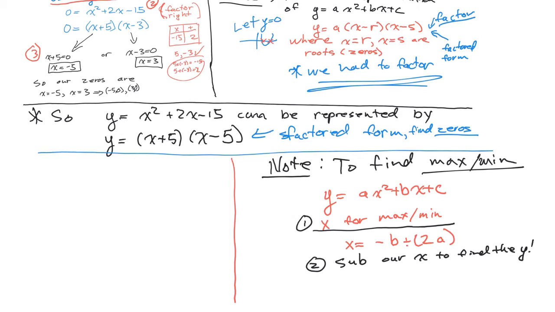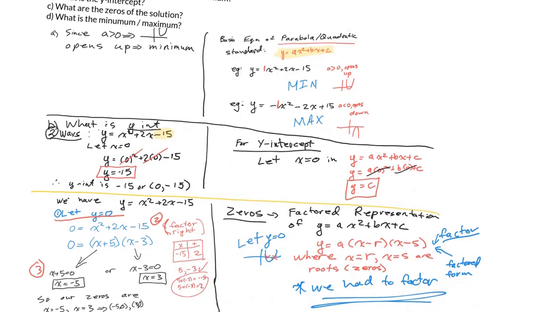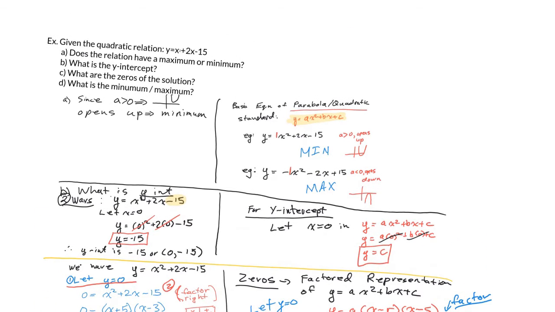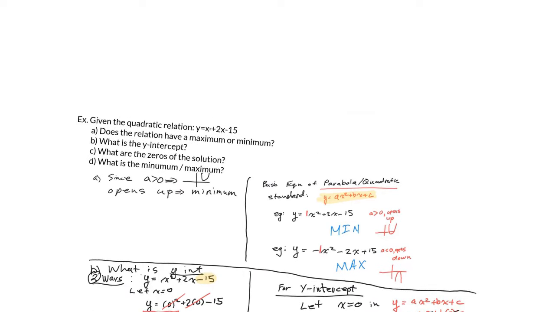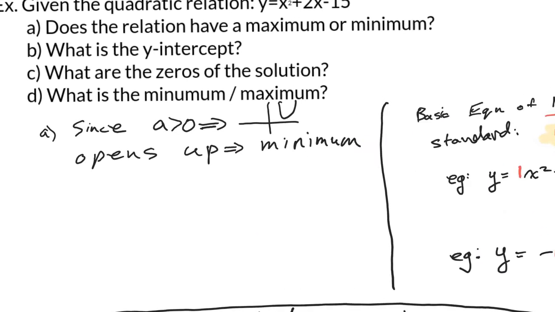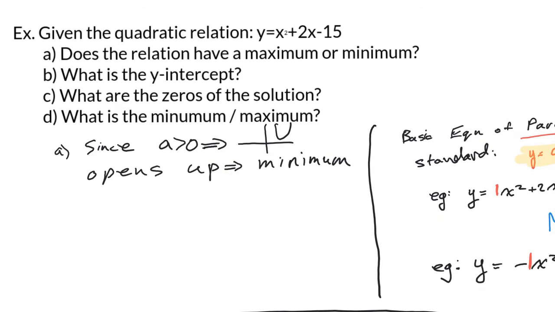And we remember that at the beginning of our problems, we decided that our parabola was a minimum because the a value on our x squared term was greater than 0. You always look at the x squared term and see if there's a number in front of it. If it's greater than 0, then you know it's opening up, so you have a minimum.